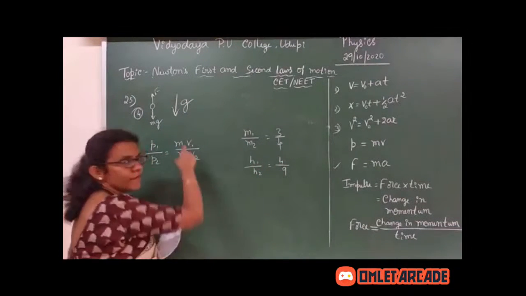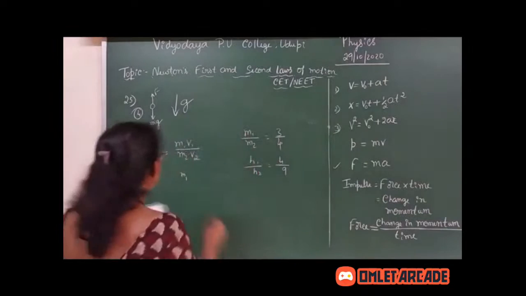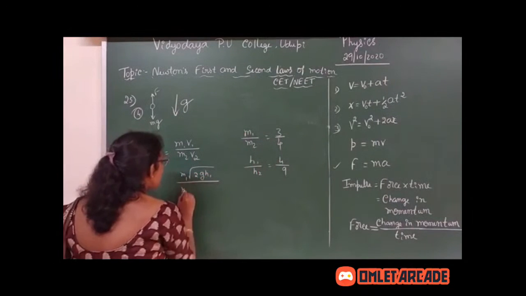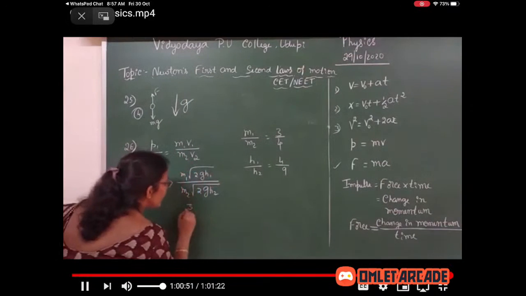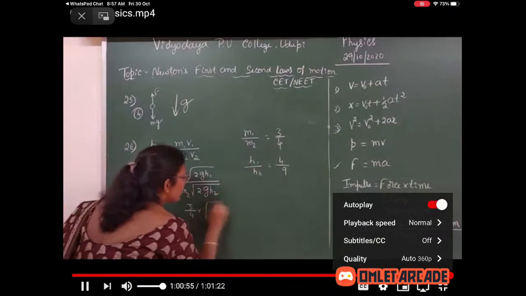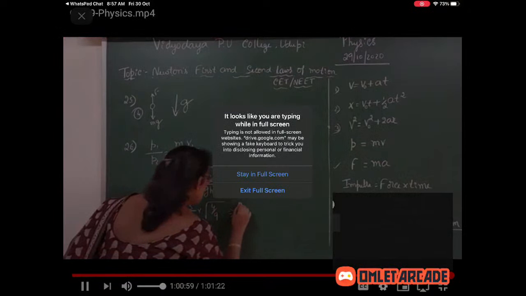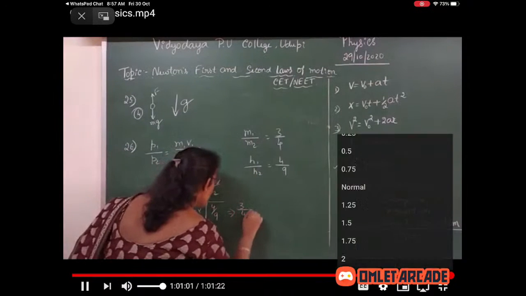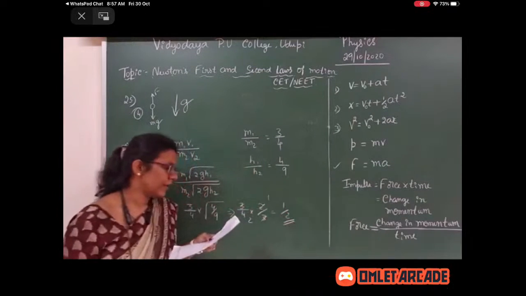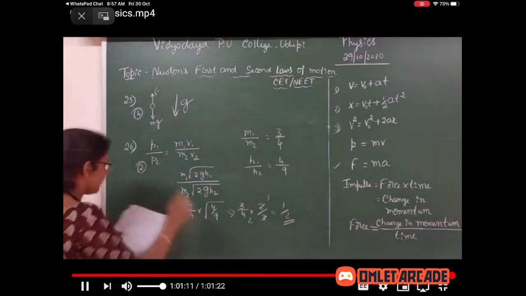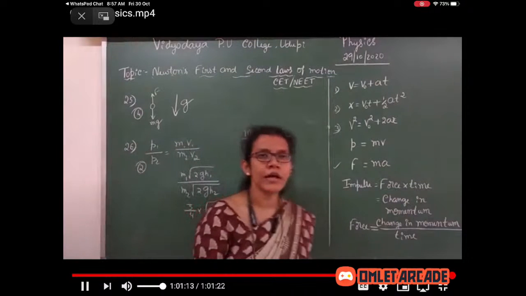Initially it's at a particular height with initial velocity 0. So v can be written in terms of height, that is square root of 2gh. So m1 root 2gh1 by m2 root 2gh2. The 2g cancels out. The remaining is m1 by m2, 3 by 4, into root of 4 by 9. This is equal to 3 by 4 into 2 by 3, so 1 by 2. The right option for question number 26 is the second one.